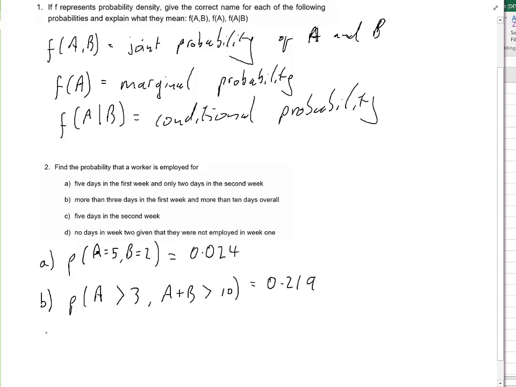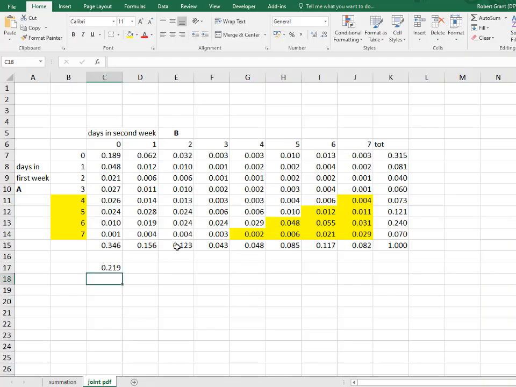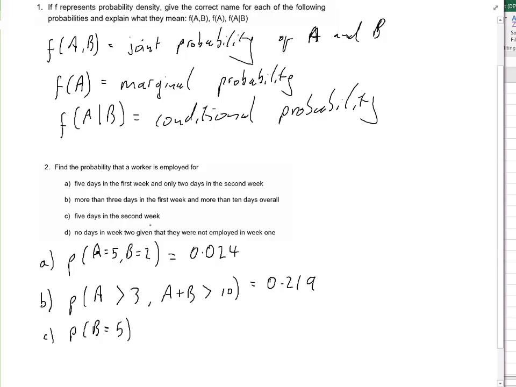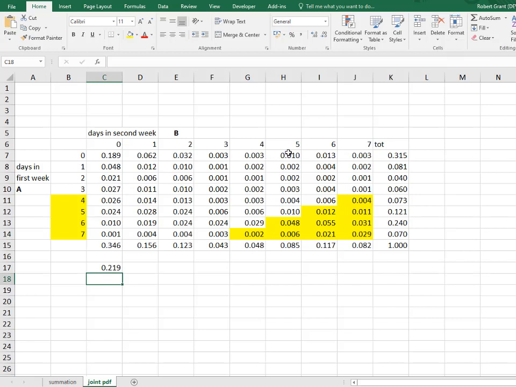C, 5 days in the second week. B is equal to 5. So here we're getting onto a marginal probability now. So that's the marginal probabilities in the B area. So, gosh, I can't remember. 5 days. So probability of getting 5 days in the second week is here. So it's that one, that marginal probability. Top there. So we've got 0.085.